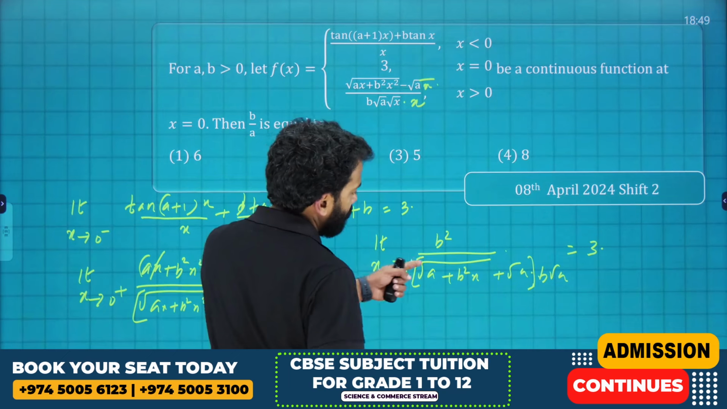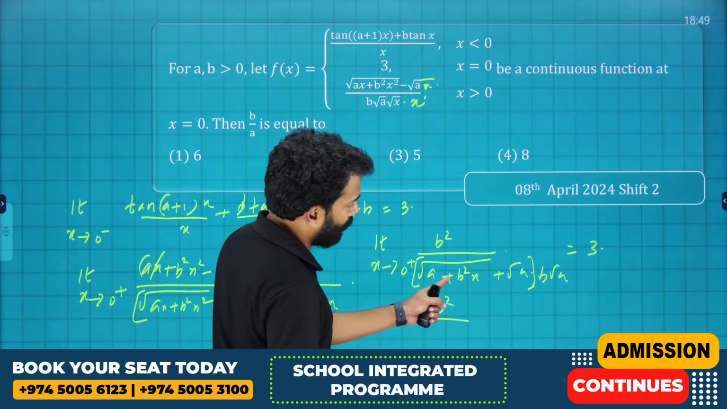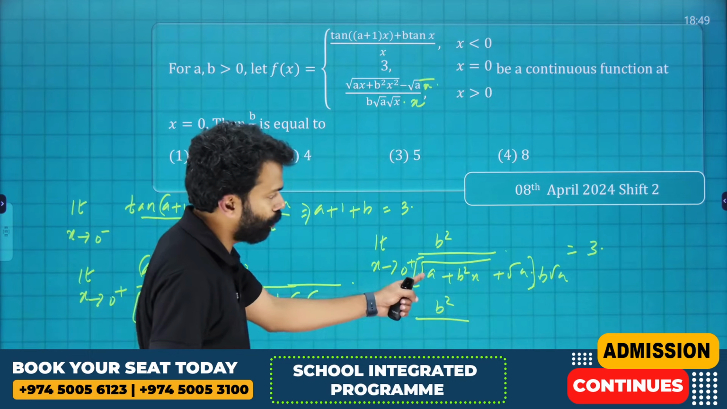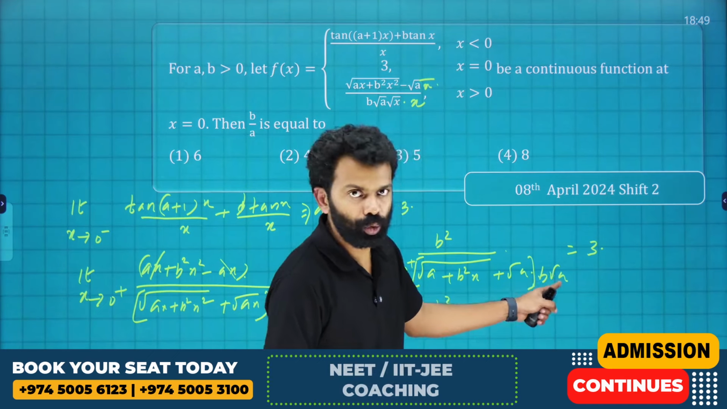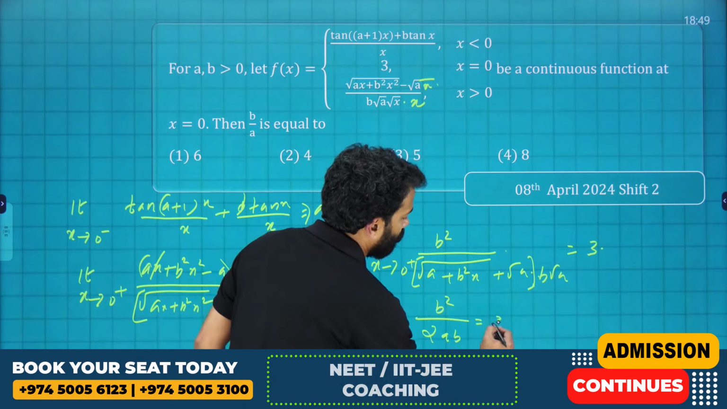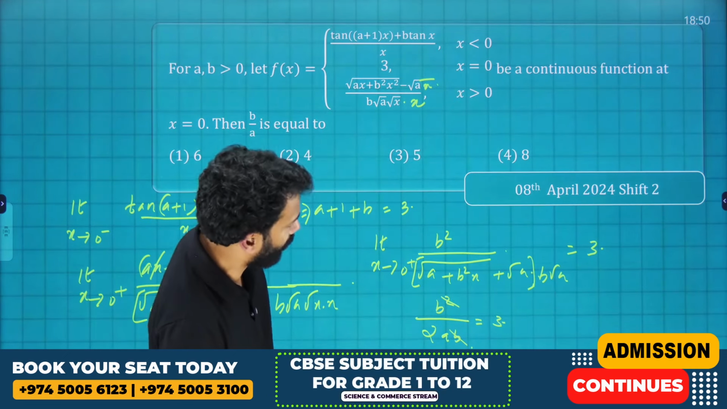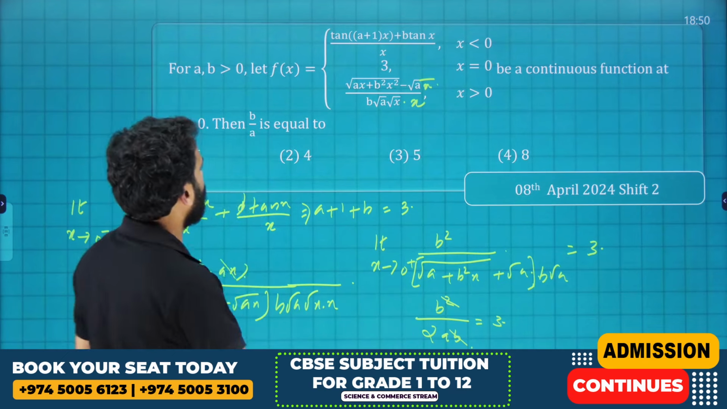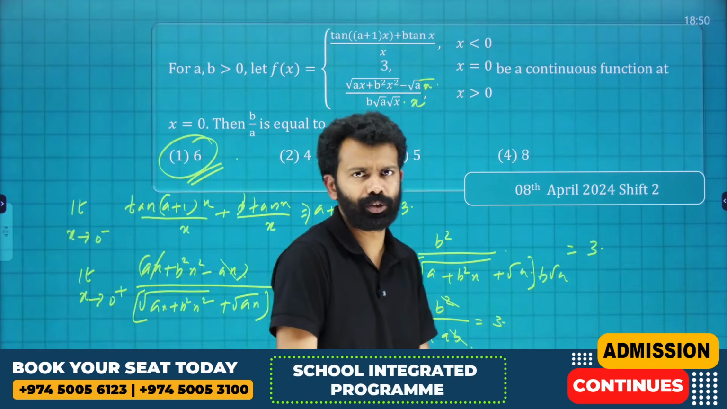If you apply x equal to 0 over here, you will get b squared by root of a plus root of a, because this term will be 0. That is 2 root a, and 2 root a into root a is 2a, so it will be 2ab. That is b squared by 2ab is equal to 3. We can cancel this b and this b, therefore b by 2a is equal to 3, therefore b by a is equal to 6. It was a very easy question and a time saving one also.